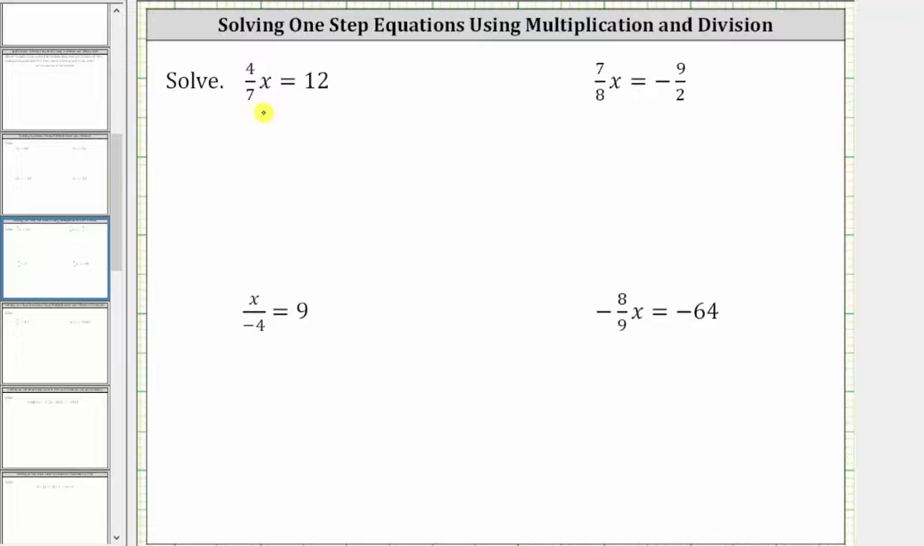And since 4/7 x means 4/7 times x, to solve for x we need to undo the multiplication by dividing both sides by 4/7. But remember, dividing by a fraction is equivalent to multiplying by the reciprocal. And therefore, instead of dividing both sides of the equation by 4/7, we will multiply both sides by the reciprocal of 4/7, which is 7/4.